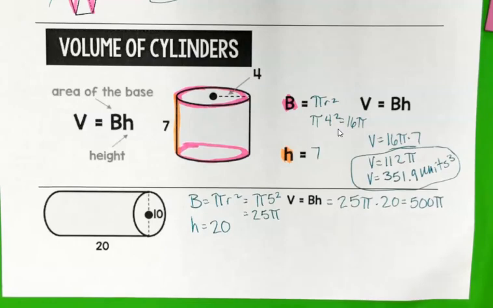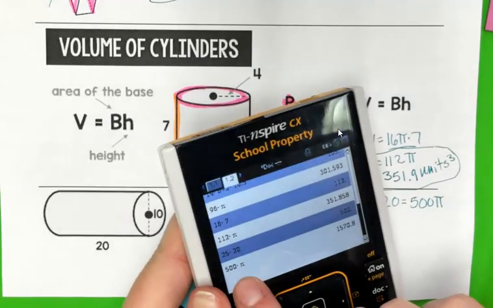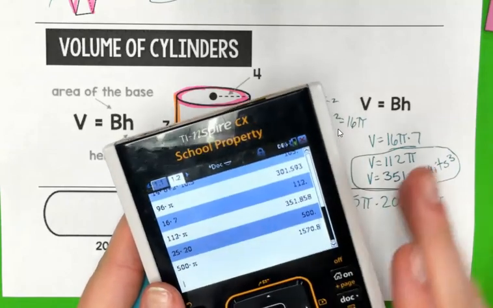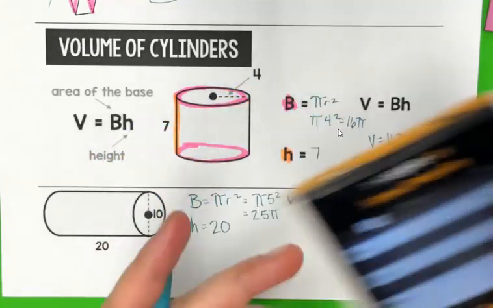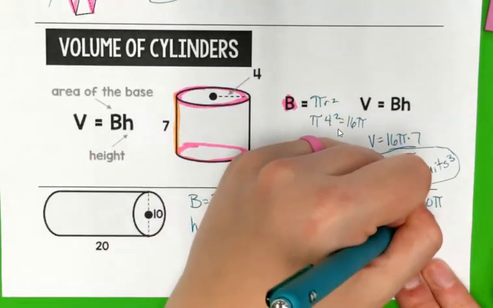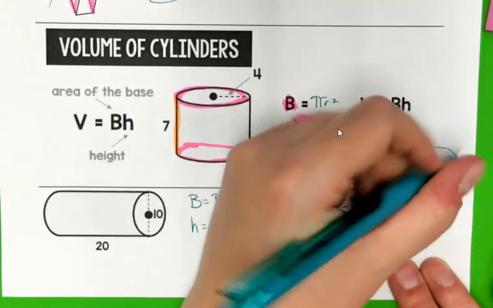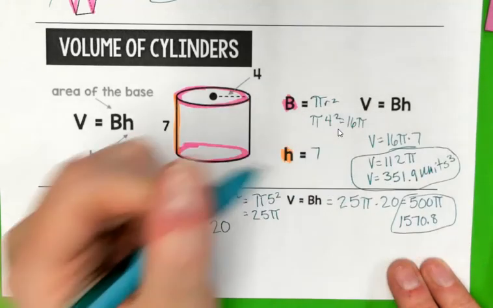And then you would just put 500 pi into the calculator to get it in decimal form. Quite a large number, 1,570.8. And that's units cubed as well.